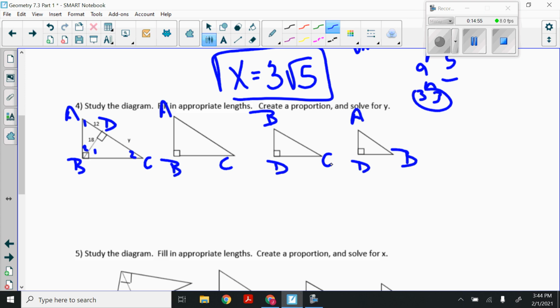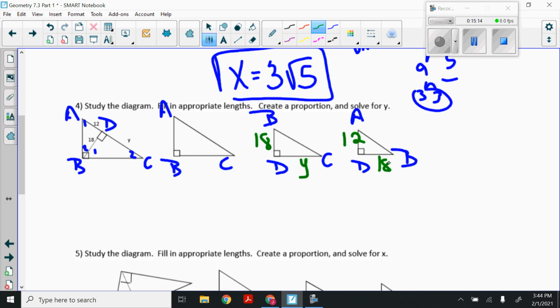So now I'm going to fill in, what do I know? Over here, A to D is 12, so A to D here, I have 12. D to C is Y. I know BD is 18, 18, and 18.